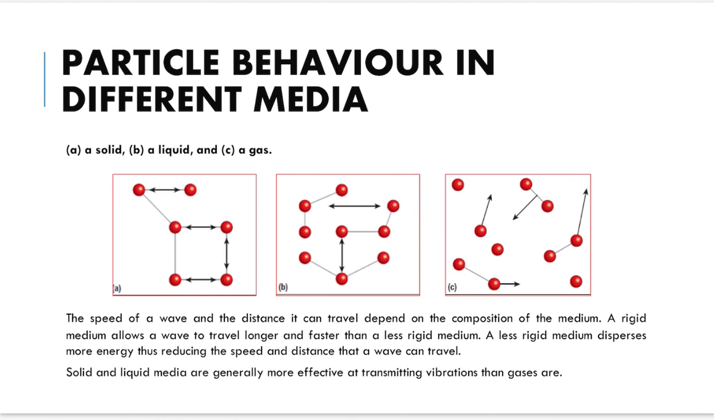Solids and liquids are usually more effective at transmitting vibrations than gases are, because the particles are closer together and they're moving in a much more specific path. Remember, in a solid medium, the atoms are held securely in a crystal formation by strong intermolecular forces, so they can only vibrate slightly as the disturbance passes through the medium. If the medium returns to its original shape after this disturbance, the medium is said to be elastic. Most solid media have this property.